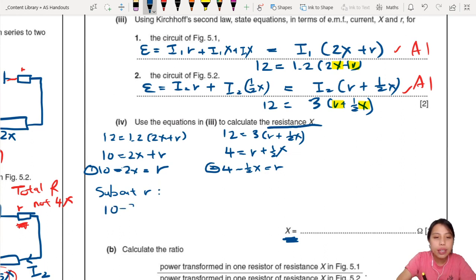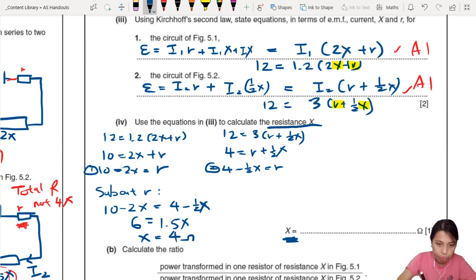So I have 10 minus 2x equals 4 minus half x. You will see a lot of simultaneous equation substitution in this chapter, because of all the Kirchhoff's law, one loop, two loop. Okay, then what do we get? 6 equals 1.5x. Then x will equal 4 ohm. So 4 ohm is your answer.